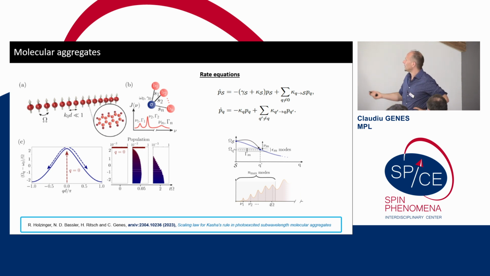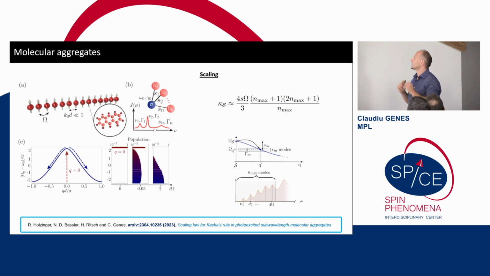So we've been able to get some scaling, which, maybe surprisingly, maybe not surprisingly, fits the exact numerics. And one can see that this Kasha rate is proportional to the dipole-dipole interaction between nearest neighbors. So it depends very much on the monomer, also orientation and separation, and also the number of available modes.